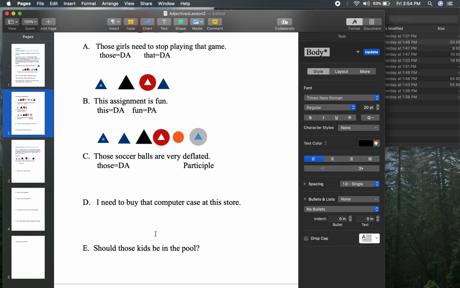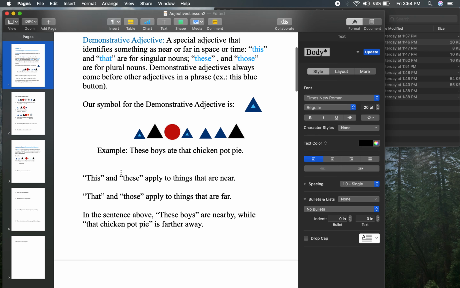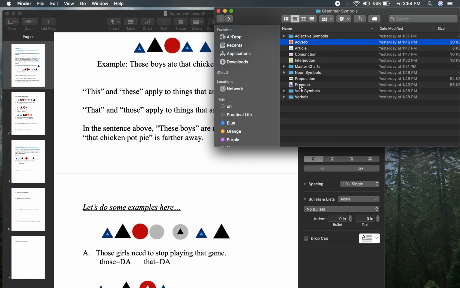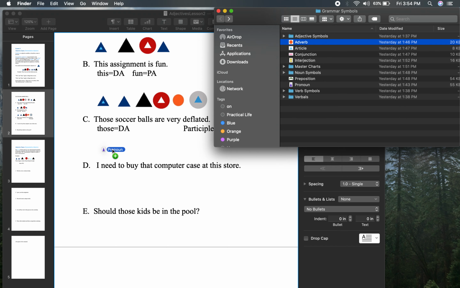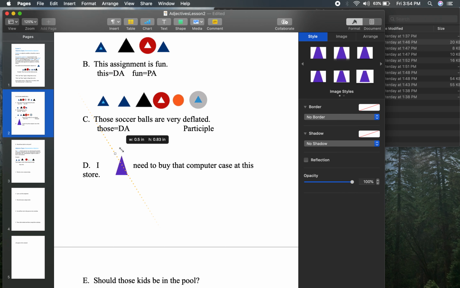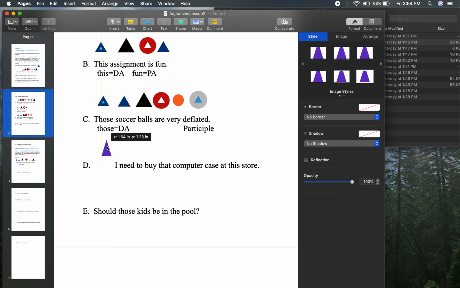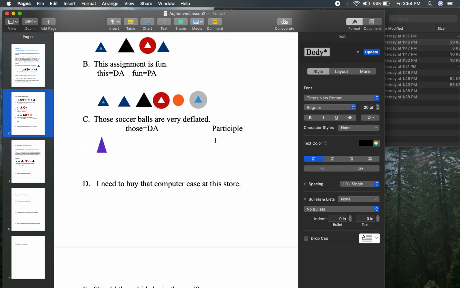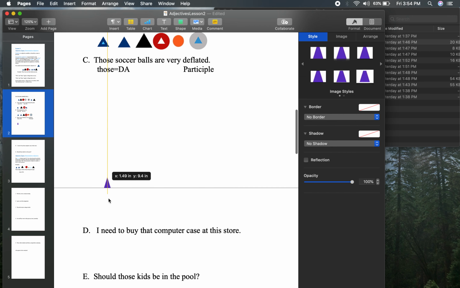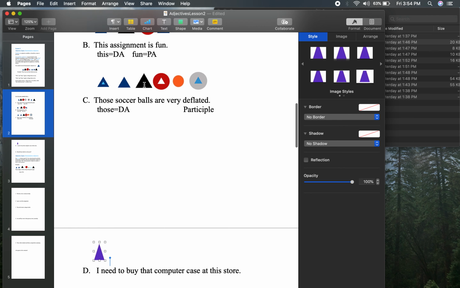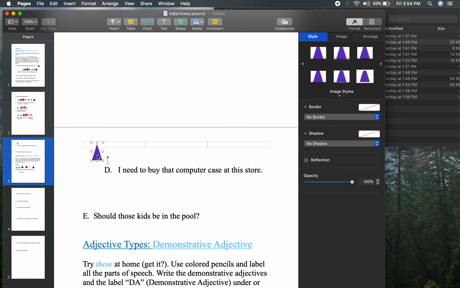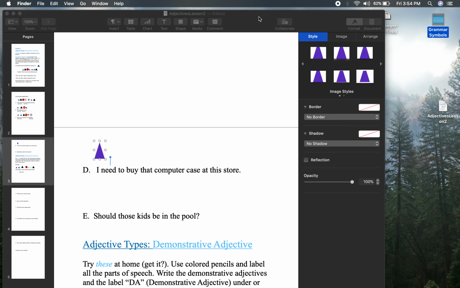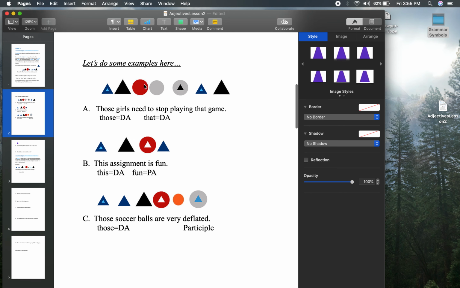So: I need to buy that computer case at this store. All right, so "I" is a, that's right, pronoun. Every time I put the pronoun down, it's big. Yeah, there it is. So looks like we need a little more space here. Okay, "need" is a regular verb.